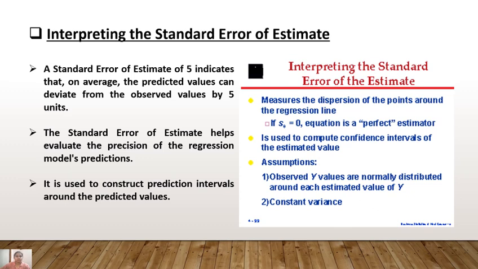Interpreting the standard error of estimate. A standard error of estimate of 5 indicates that on average the predicted values can deviate from the observed values by 5 units. The standard error of estimate helps to evaluate the precision of the regression model's predictions. It is used to construct prediction intervals around predicted values.